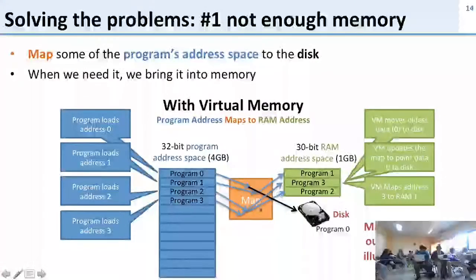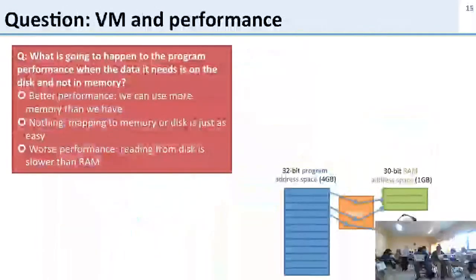So by having this mapping, we can use our disk to give us the illusion of unlimited memory. So as long as we have 4 gigabytes of space on our disk, we can always give every program 4 gigabytes of memory because we can do this mapping and put as much of the data on the disk as we need to. So that's how virtual memory solves the problem of not enough memory.